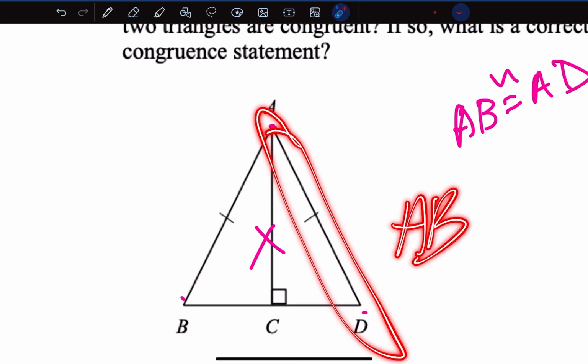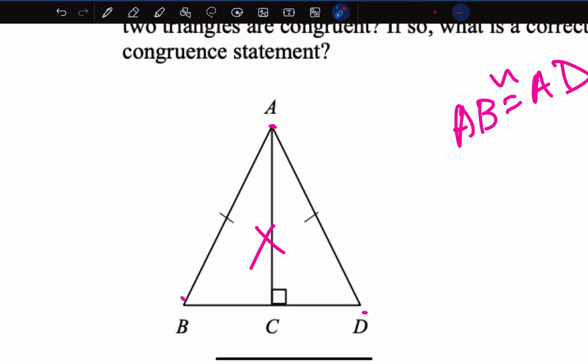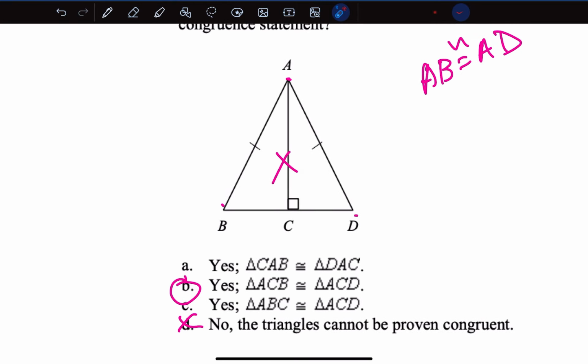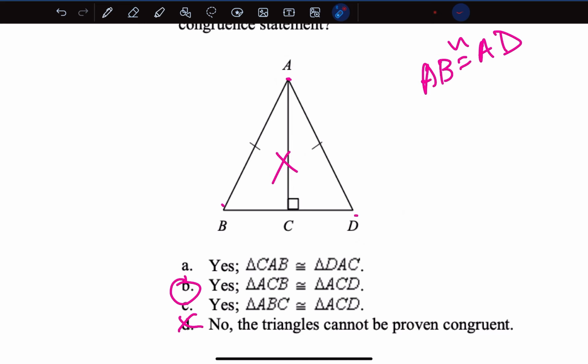The reason why I am pointing this out is because it is important when you look at the answer choices. Because if you look, the order matters when we're talking about corresponding points, right? So AB has to be in the same order as AD. So if you look here, AB is not the same as AC. So A would be right out. And we know that they can be proven congruent, so D is out as well.